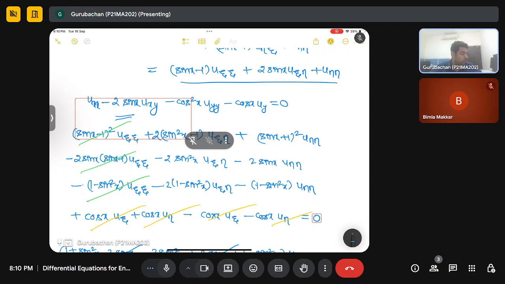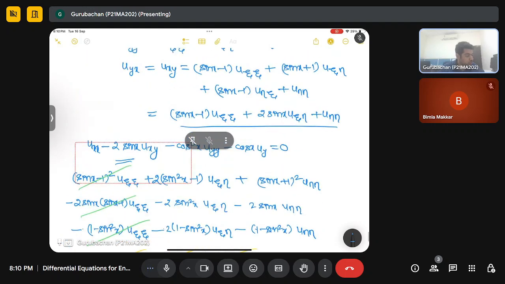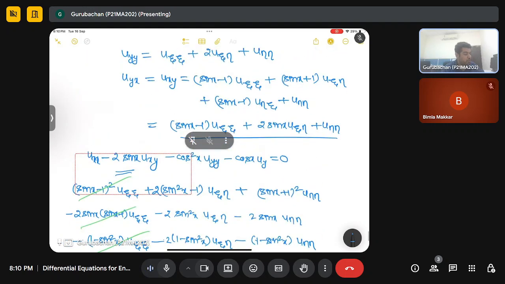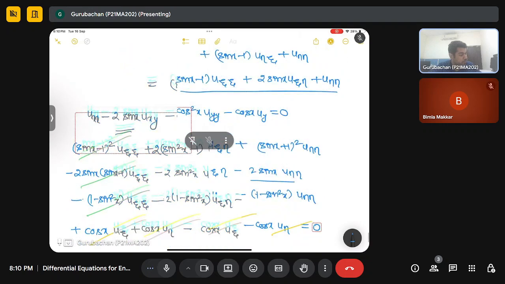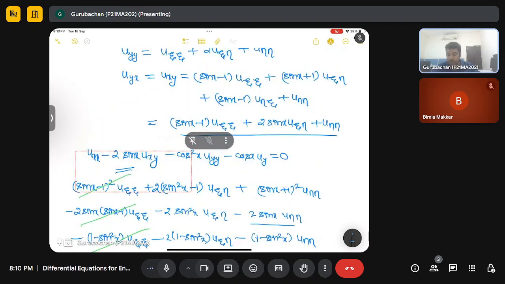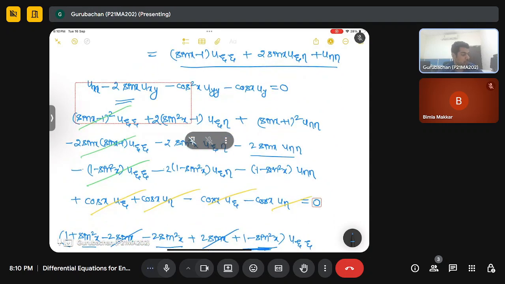So what you can do, let me just check it. Can we do something here? So this was the u xy term. In the u xy term there was an expression of sin x. We have to multiply this with minus 2 sin x. So this is multiplied by minus 2 sin x. Okay, and then the last term, this is cos square x. Cos square x is to be multiplied with this u yy with the negative sign, minus cos square x. So minus cos square x u eta eta, that is 1 minus sin square x.